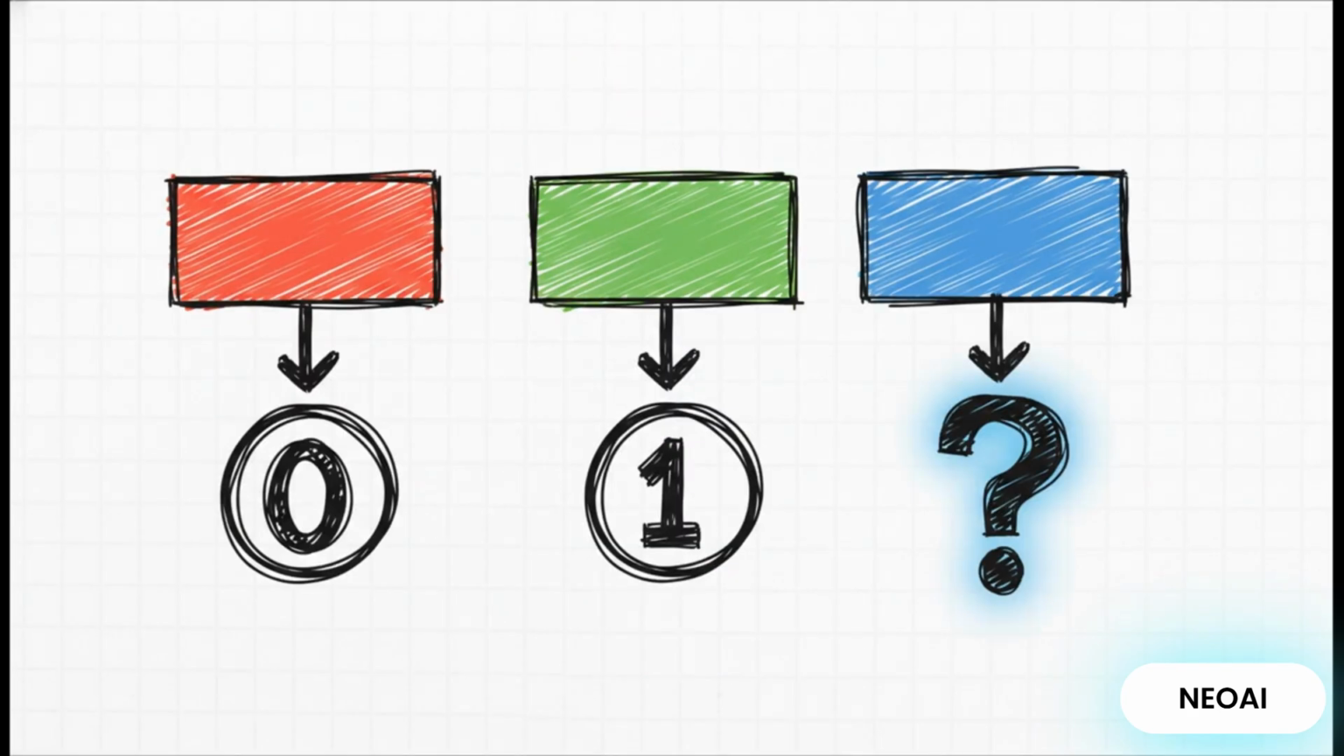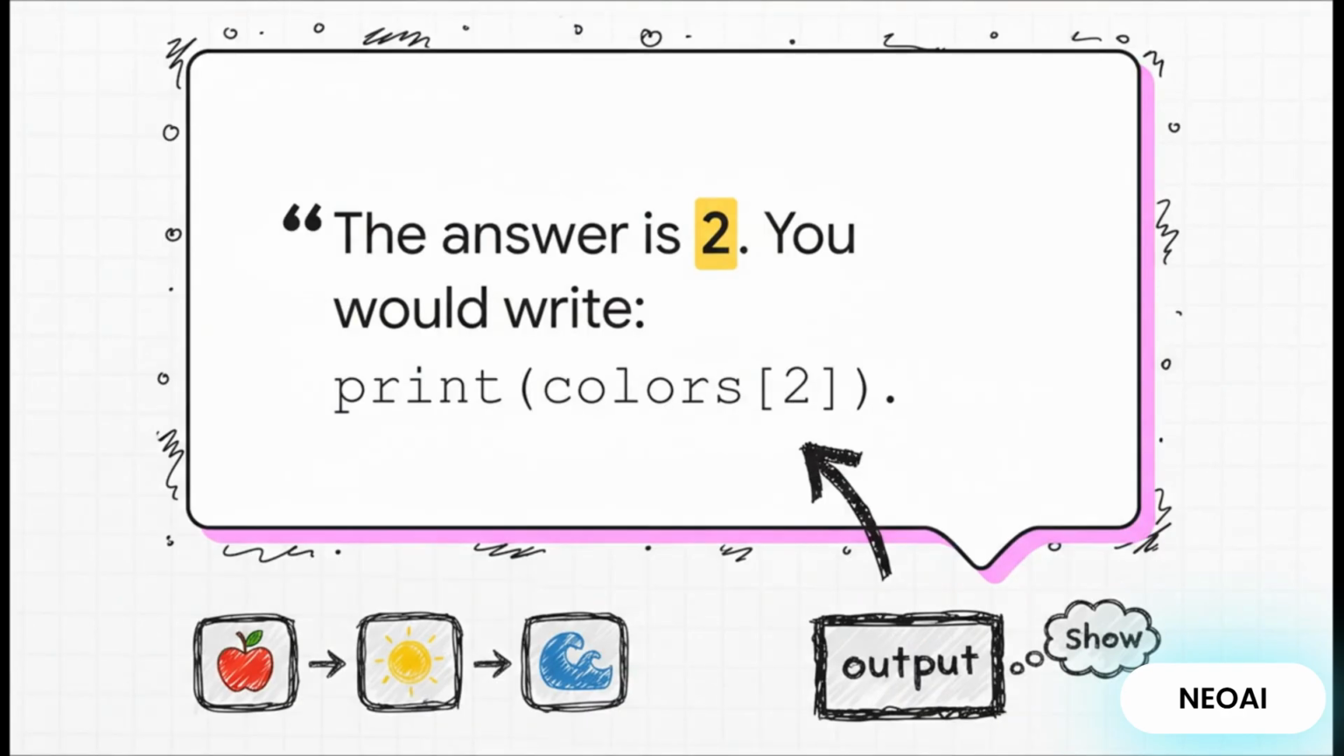All right, you got an answer? Let's walk through it together. Remember the rule. We always start counting from 0. So red is at slot 0. Green is next, so that's slot 1. Which means if we follow the pattern, blue has to be at slot 2. The answer is 2. To tell the computer, hey, show me the word blue, you'd write print(colors[2]). Hey, if you got that right, seriously, fantastic job. You have just nailed the single most important concept about lists.